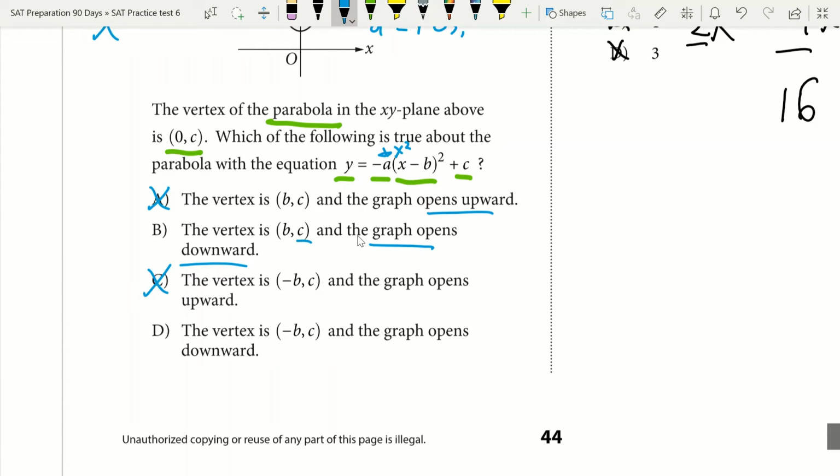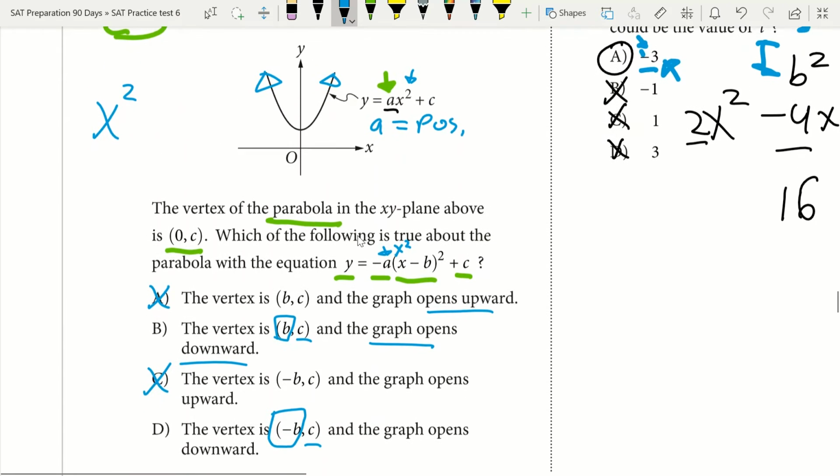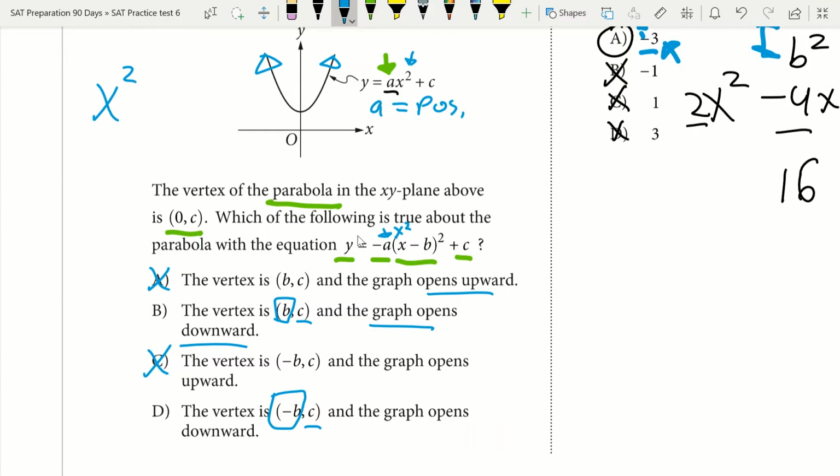I look at the differences. They each have c. So the only difference then is going to be between b and negative b as my vertex, right? What's my x coordinate of my vertex? Now when I go up and I look at my equation, and I'll go ahead and circle it in blue so you can see it, my equation for my parabola is given to me in vertex form, right? We see that that is vertex form.